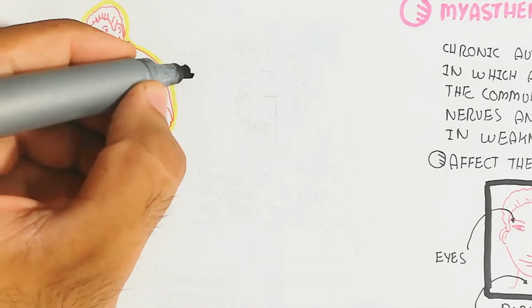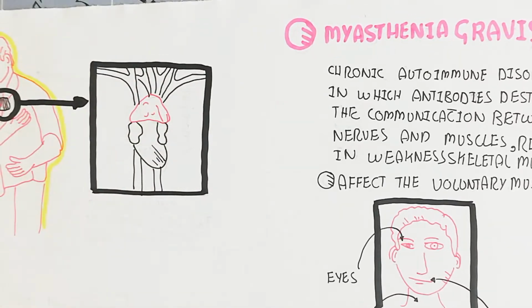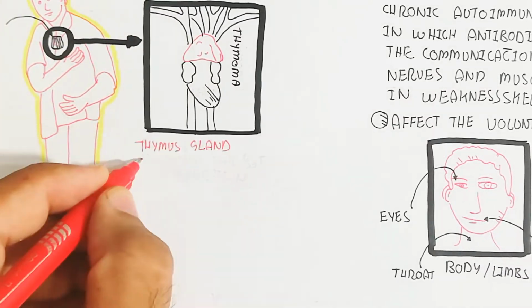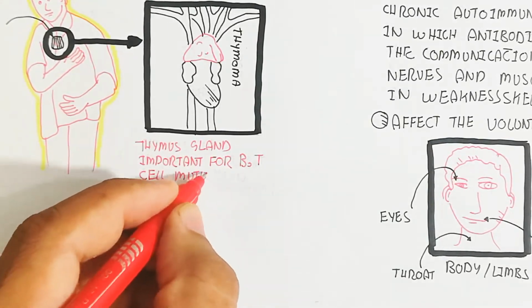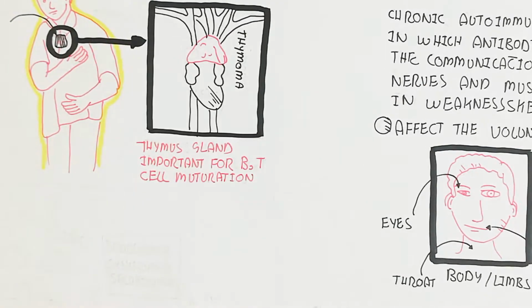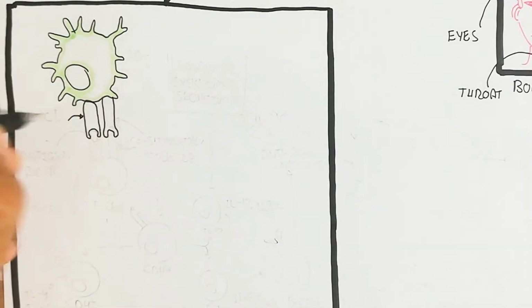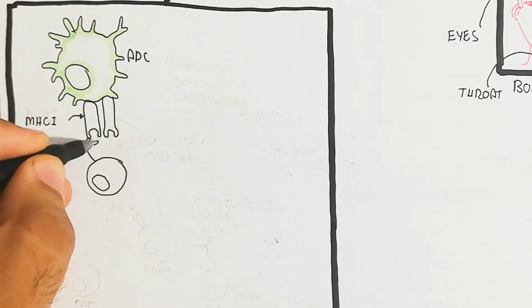And this is the thymus gland. Let's understand the thymus gland, which is present in the upper part of the heart. In thymoma, the cancerous thymus gland produces autoreactive T cells. The thymus gland is important for B cell and T cell maturation in the adaptive immune system. So this is the antigen presentation.